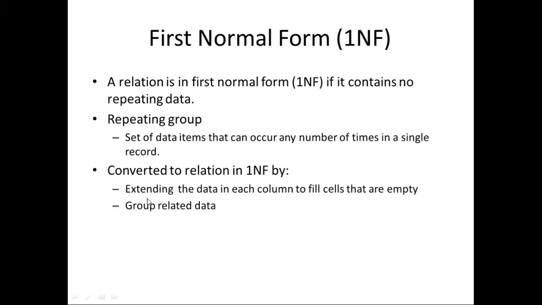Now, first normal form, or 1NF. A relation is in the first normal form if it contains no repeating data. A repeating group is a set of data items that can occur any number of times in a single record. It is converted to a relation in 1NF by extending the data in each column to fill cells that are empty and group-related data. We'll be doing that later in our example.